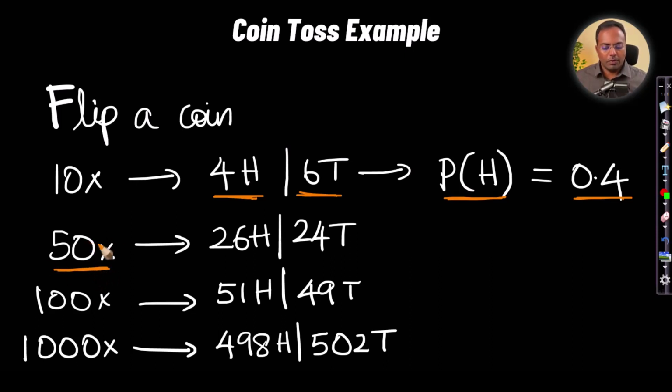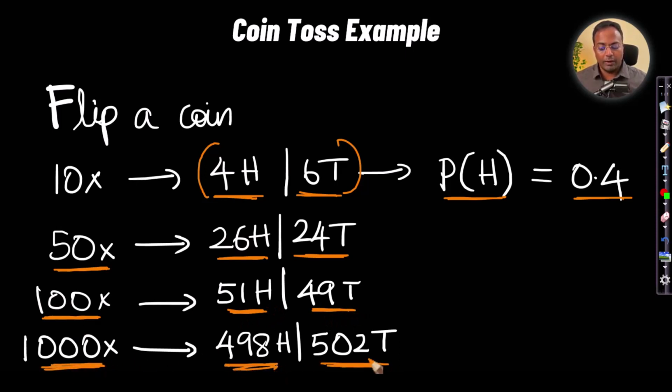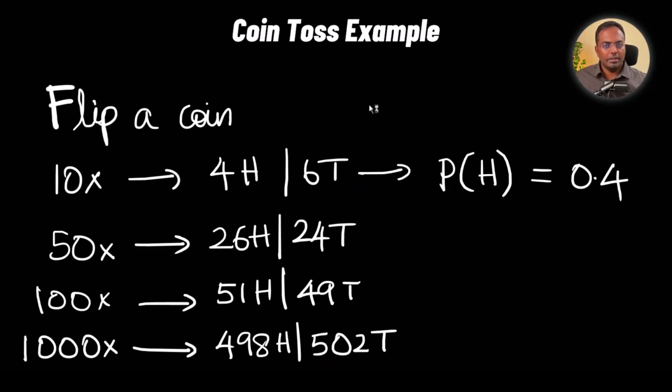Now out of 50, you might expect something similar to this situation. We are putting 26 heads and 24 tails. Likewise, if you do it 100 times, we get 51 heads and 49 tails. For 1000 times, 498 heads and 502 tails. Say this is typically how you would expect the results of a coin toss. It might vary a little bit, but typically this is a fair example.